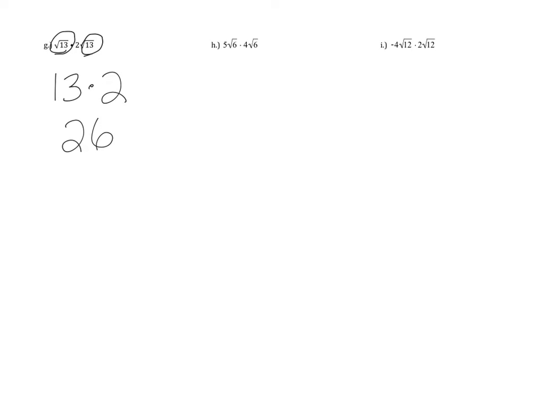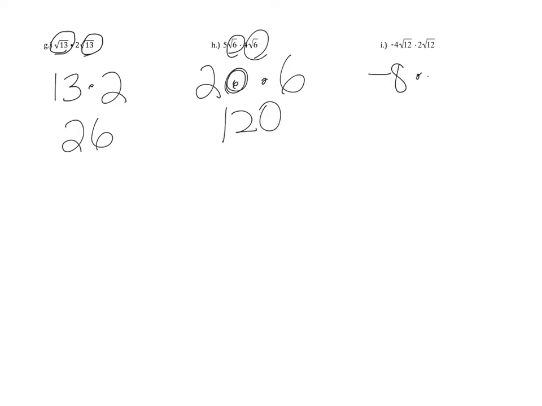So the next one, 5 times 4 would be 20, and the square root of 6 times the square root of 6 is just 6, right? Oops, I forgot 20, times 6, which is going to give us 120. And so then negative 4 times 2 is negative 8. And then the square root of 12 times the square root of 12 is just going to give us 12. And negative 8 times 12 is negative 96.